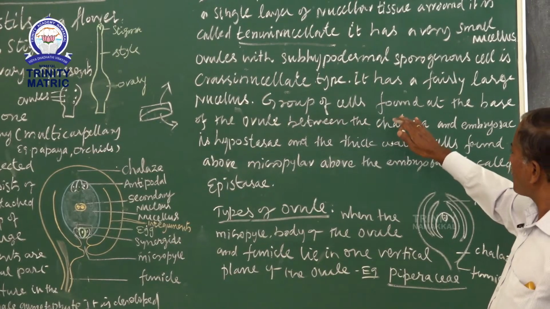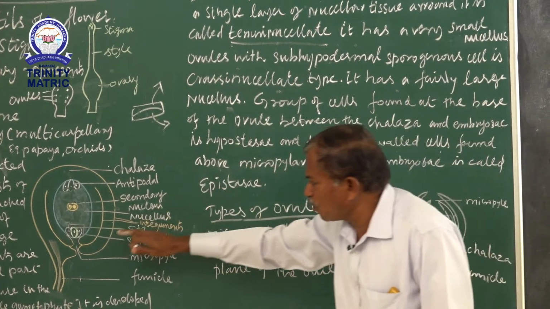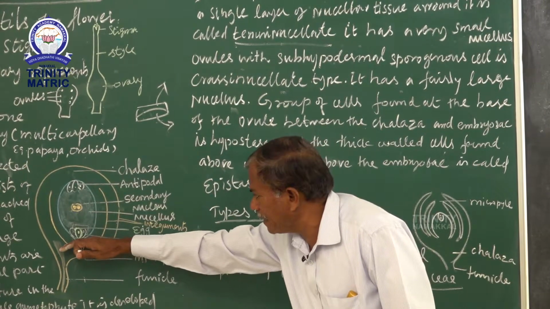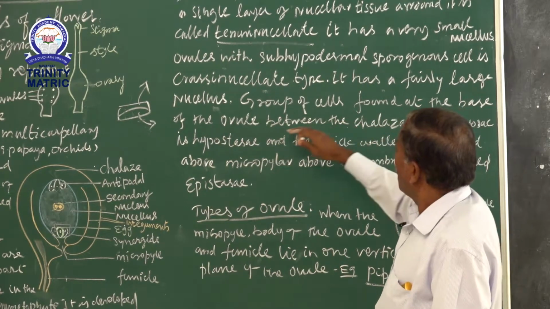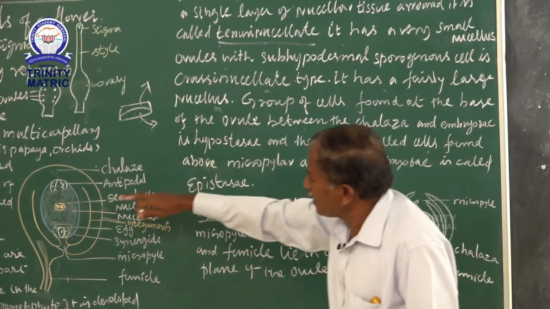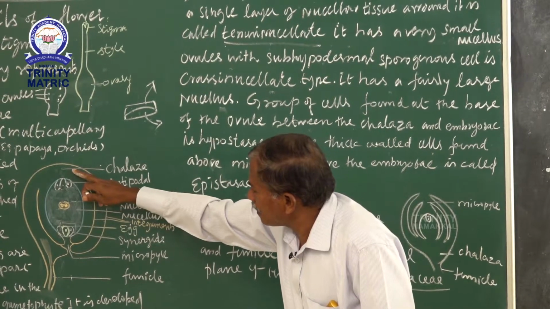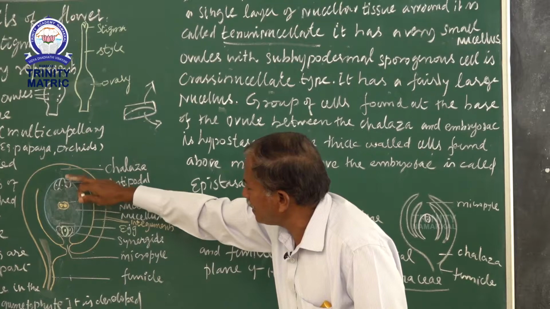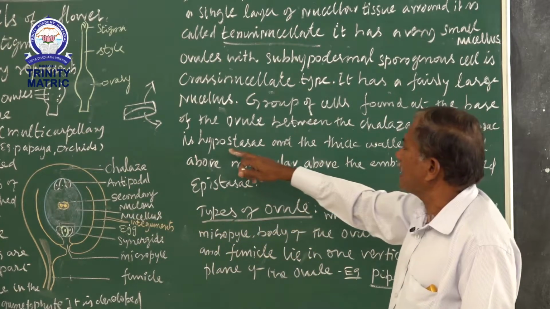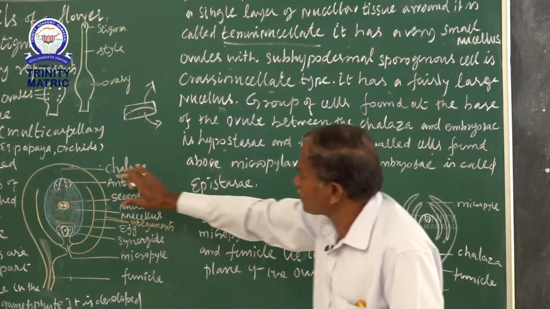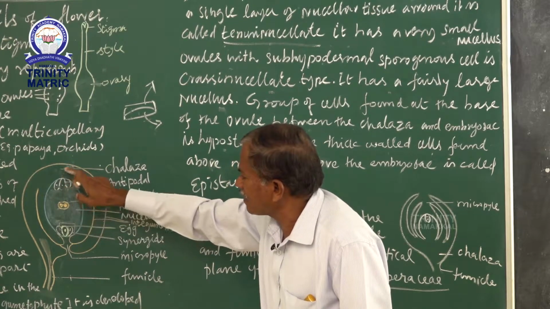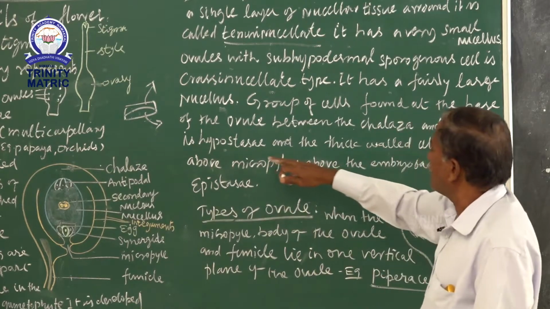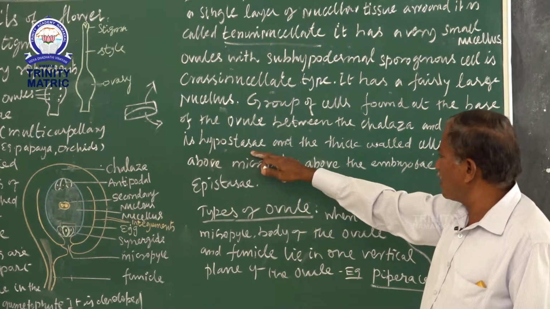Then, the group of cells found at the base of the ovule, between the chalaza and the embryo sac, is called the hypostasis. Sometimes two more questions are asked.